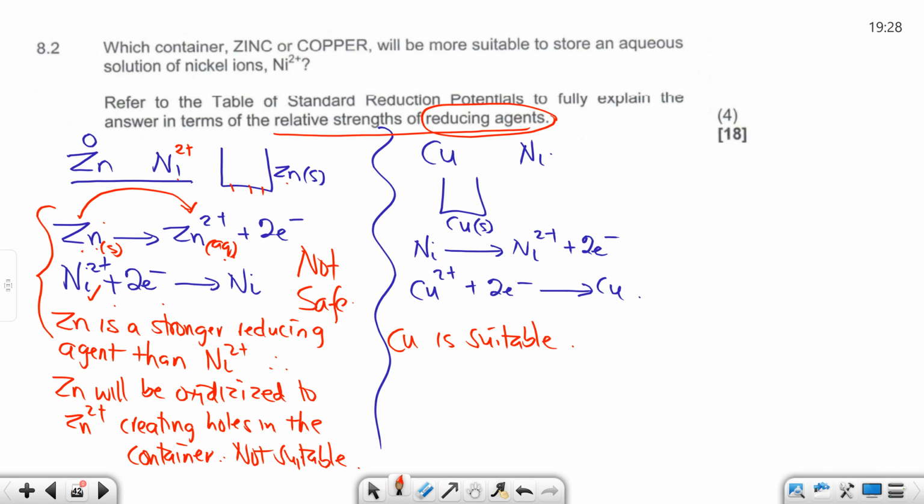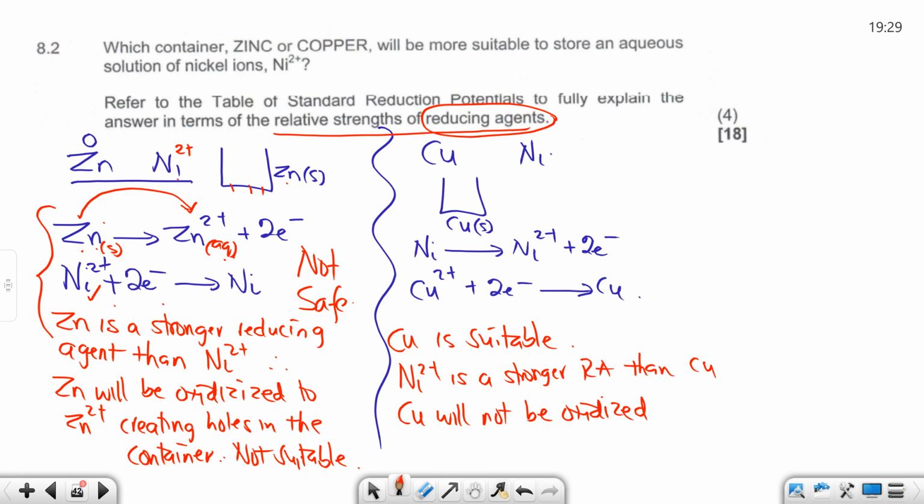Somebody else can answer by saying copper now is a what? Or you can say nickel is a stronger reducing agent than what? Copper. So copper will not be oxidized. Does that make sense? Let me add that here before you take your picture. Nickel 2 plus is a stronger reducing agent than what? Copper. Copper will not be oxidized. Does that make sense? All right.